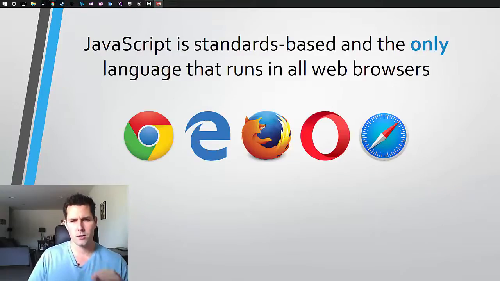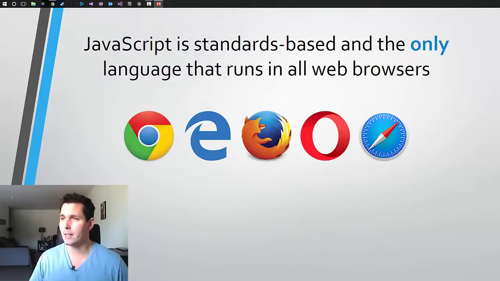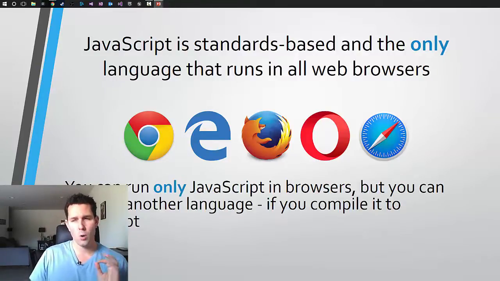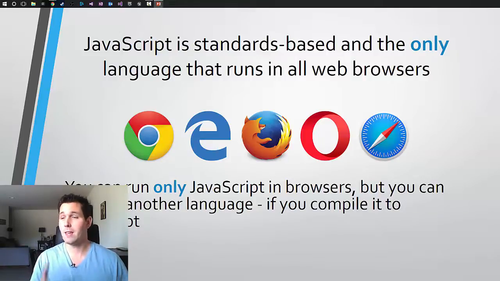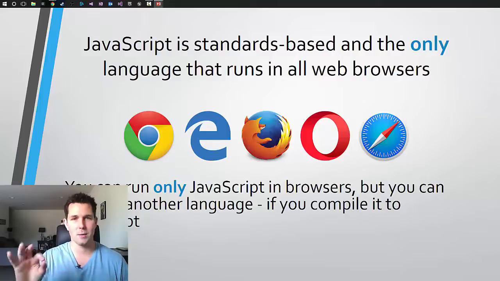So to understand this, first, we've got to understand that JavaScript is standards-based and the only language that runs in all web browsers. So obviously here I'm highlighting a number of the desktop browsers, but JavaScript will play just fine inside your mobile devices too. You can run only JavaScript in browsers, but you can write in another language if it compiles to JavaScript, and that's exactly what this is about.